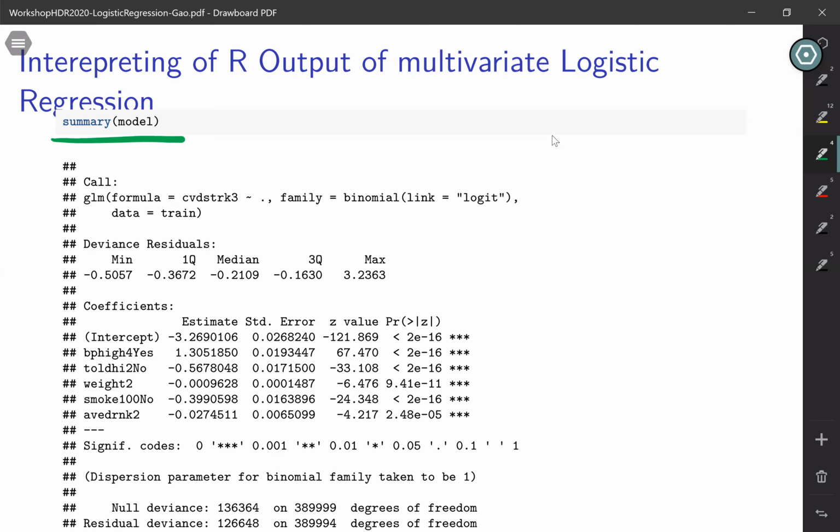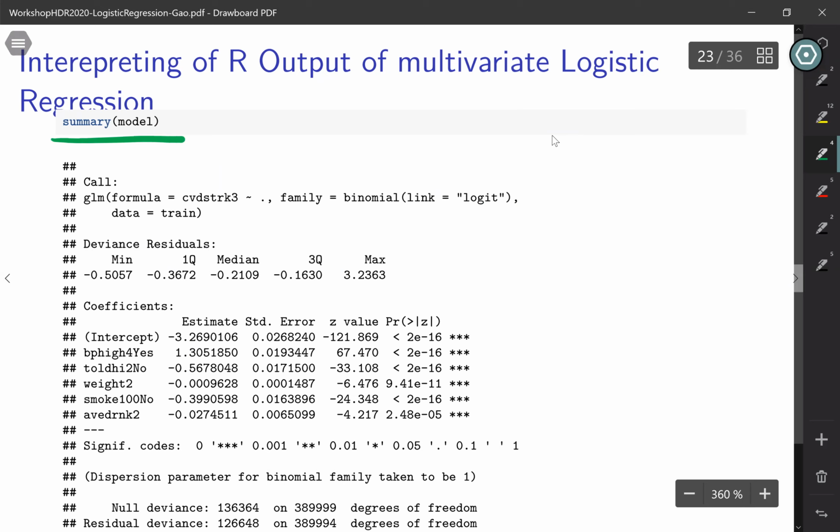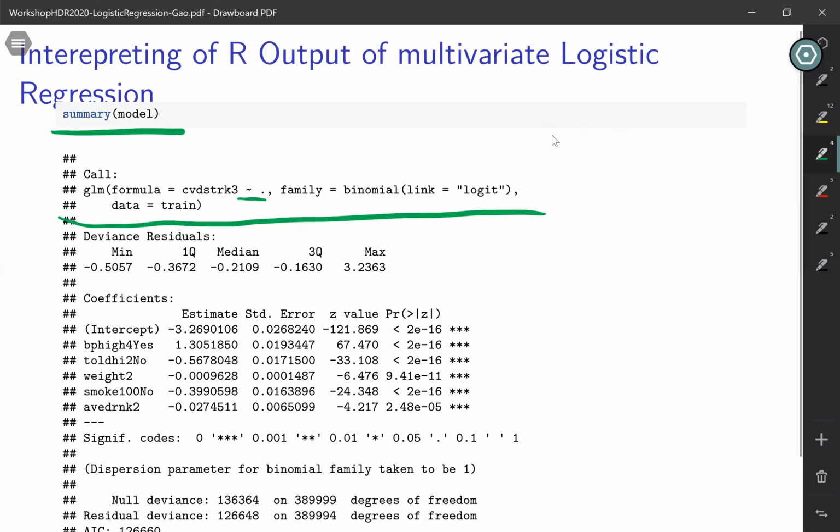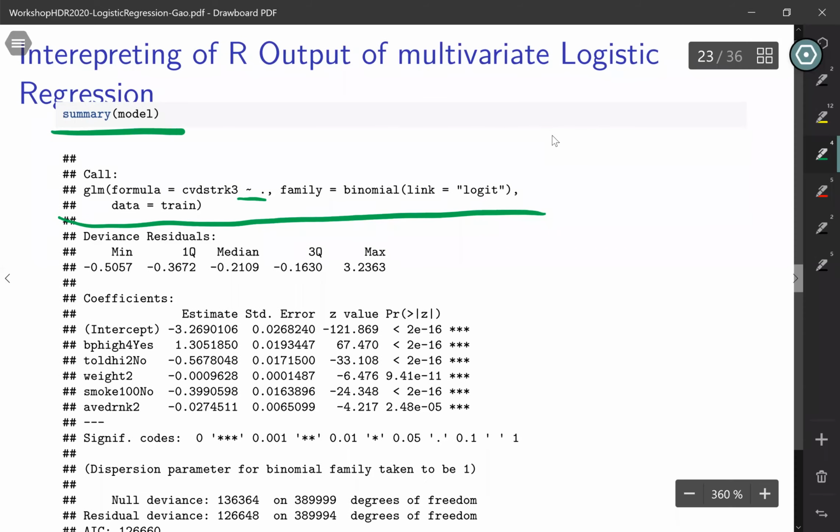I just do summary model, right? And then this is the first part. This just shows you that you are using this model, so this indicates you are using all the other 5 variables in the training data set. And then the second part is the deviance of the residuals.